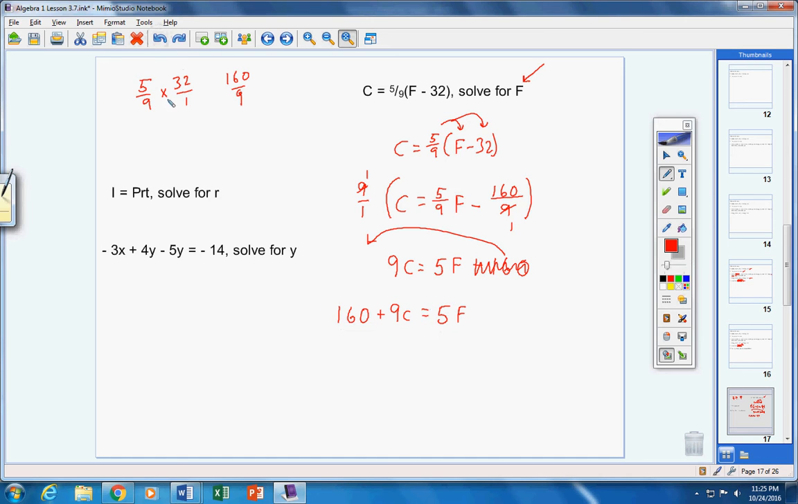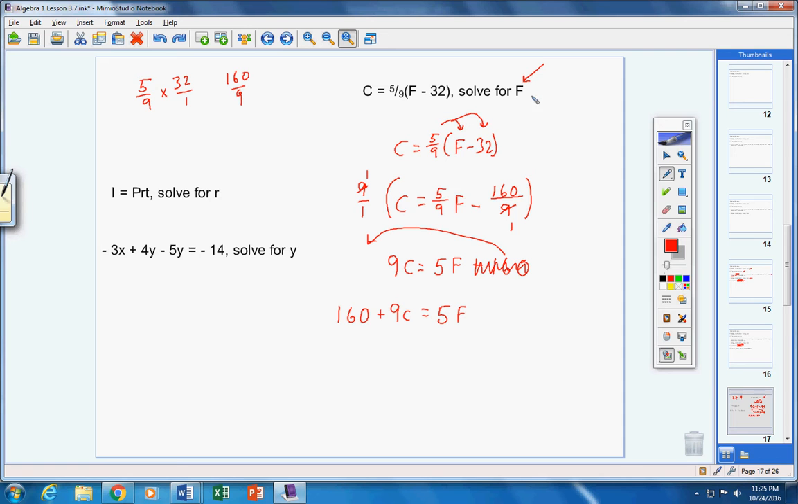Now, next step, simplify both sides. Well, you cannot simplify 5f. You cannot simplify this. They're unlike terms. This is a constant term. This is a c term. So I cannot simplify. So last step, isolate the variable.